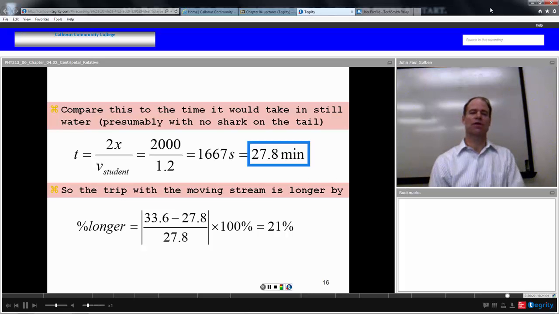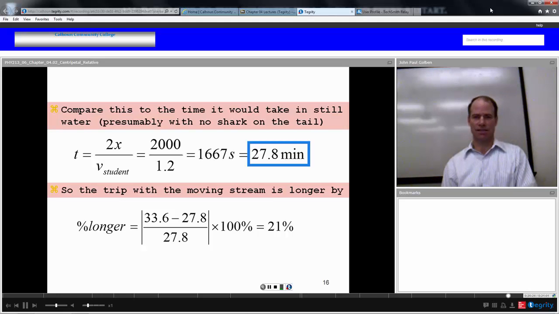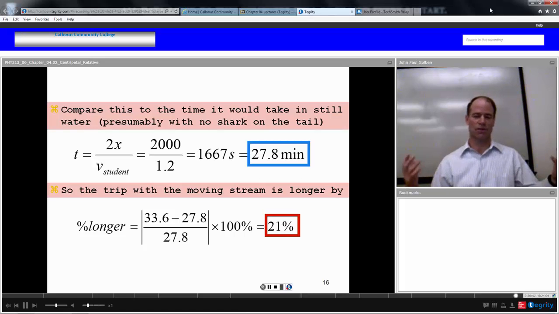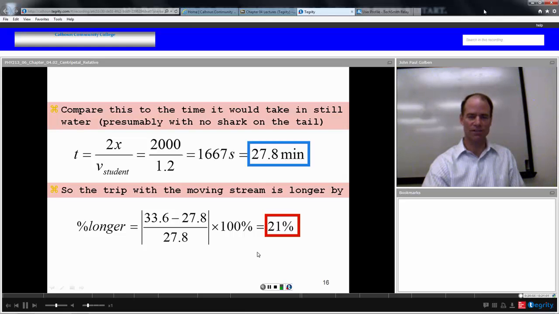So the difference between the moving stream in this case and the still stream is 33.6 minutes minus 27.8 minutes, over our control of 27.8 minutes, times 100%, which is 21%. So it took us 21% longer because the stream was moving in this case. But we could imagine a case where it would be infinitely percent longer if the stream were moving too fast. That completes the second lecture in Chapter 4 on centripetal acceleration and relative velocity, the Galilean Transformations.